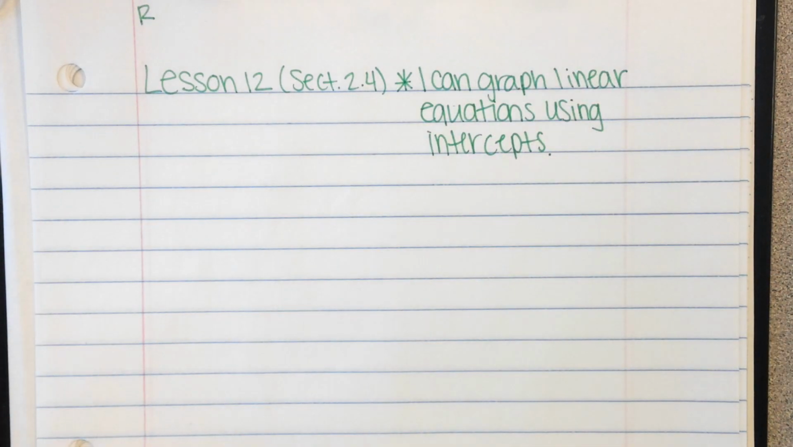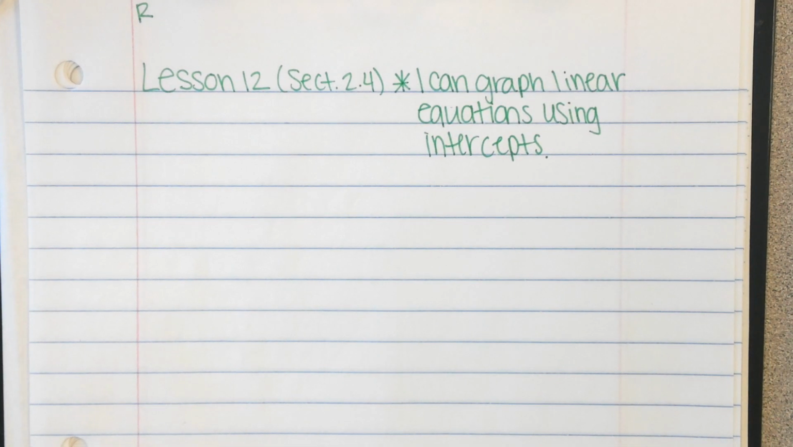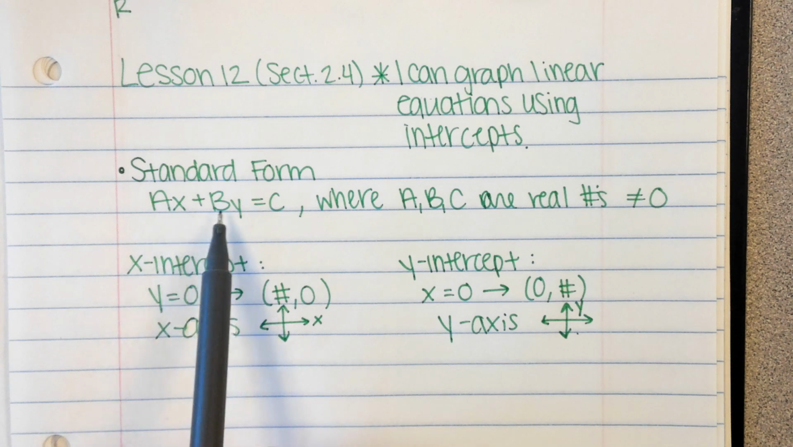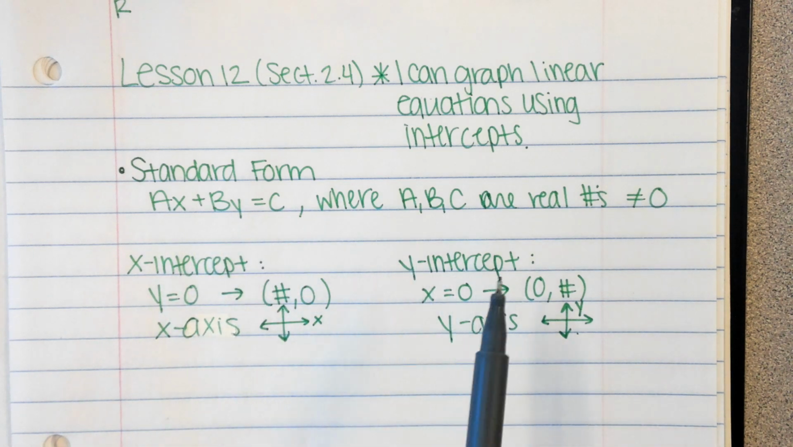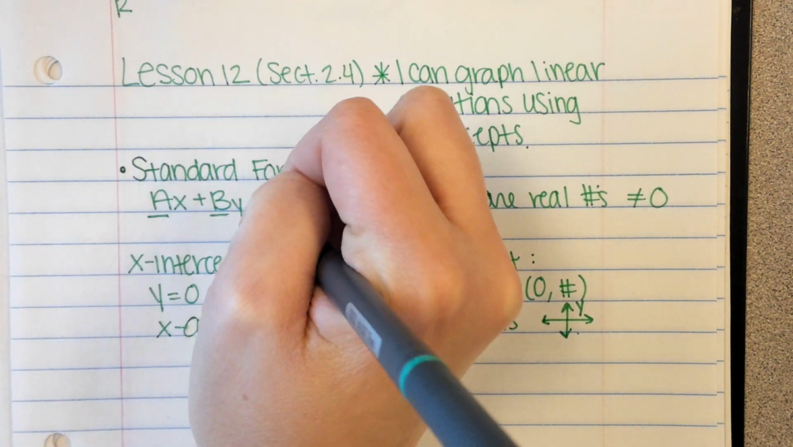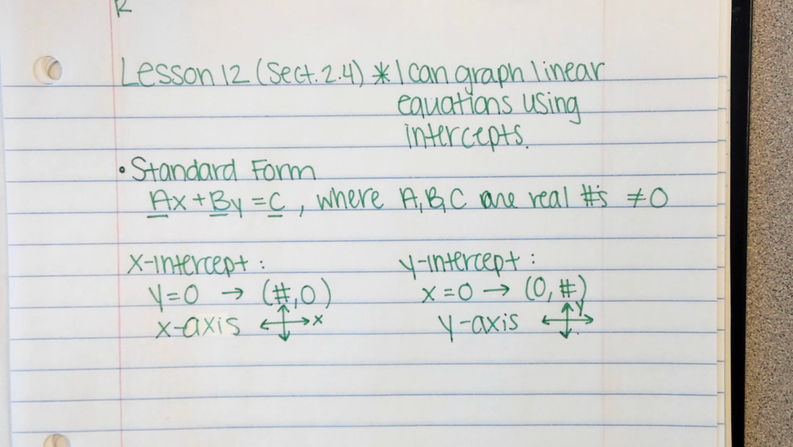All right, so we're going to start with standard form. Okay, so let's take a look at standard form. So standard form is ax plus by equals c, where a, b, and c are real numbers not equal to 0. So you'll have a number in place of a, b, and c. Okay, and we're going to use those to find our intercepts.